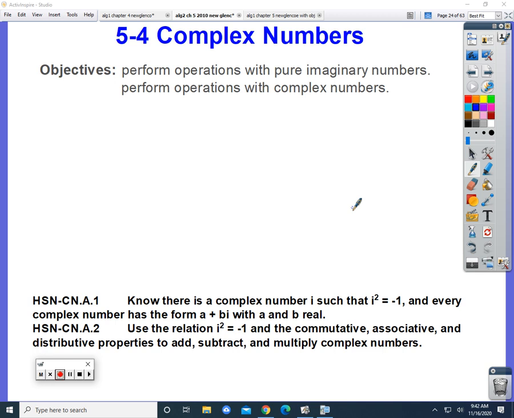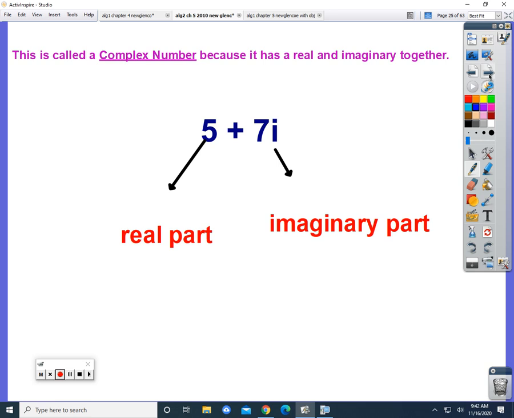Okay, we're going to learn complex numbers. We're going to go through some problems that you'll see in your homework working with complex numbers. First, I want to give you the definition of complex numbers, not a difficult number. It's just the mix of a real and imaginary together.